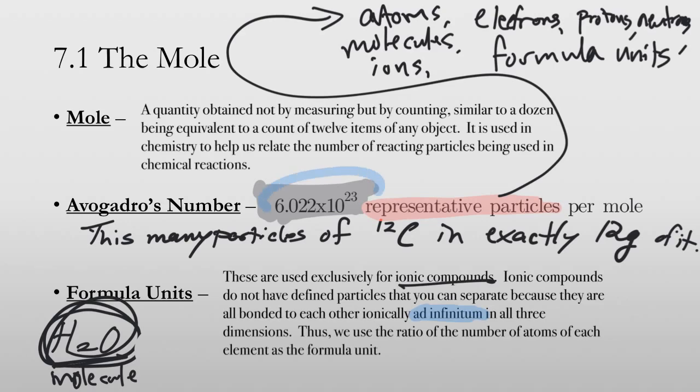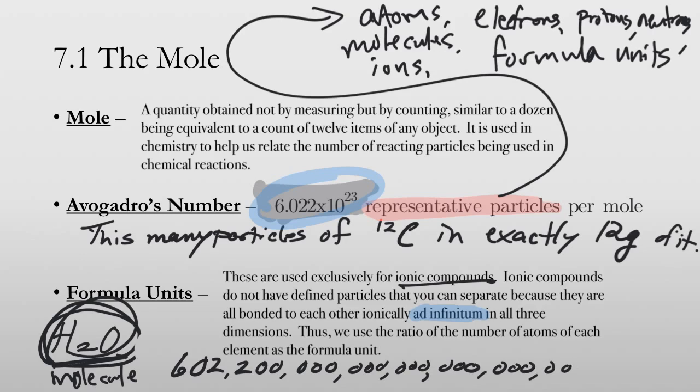Keep in mind this number right here. If I was to write this out, it would look like this. 602 hextillion, 200 quintillion. Here's your quadrillions, your trillions, your billions, your millions, your thousands place, and then your ones place. That is Avogadro's number. It's extremely huge. You cannot even fathom that. Let me put this into perspective.